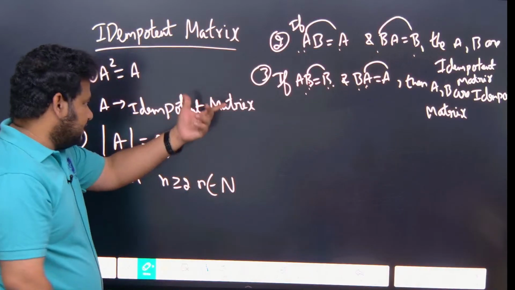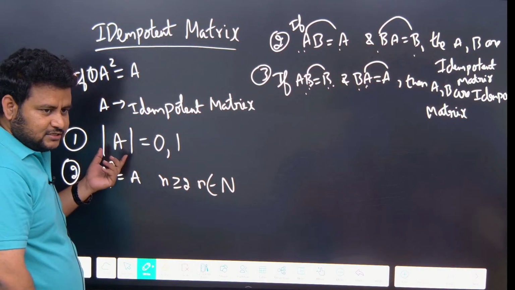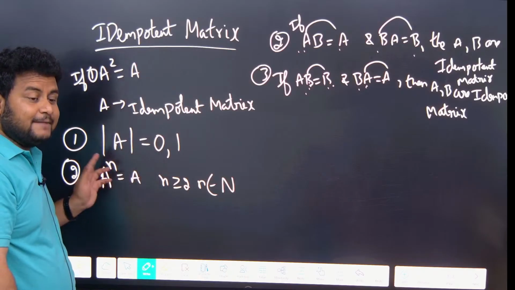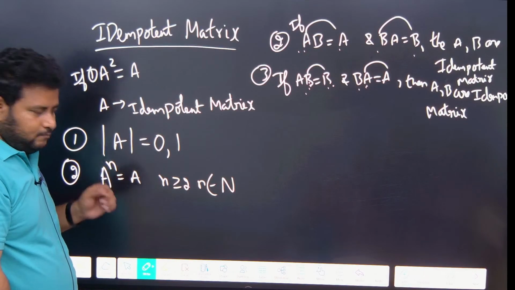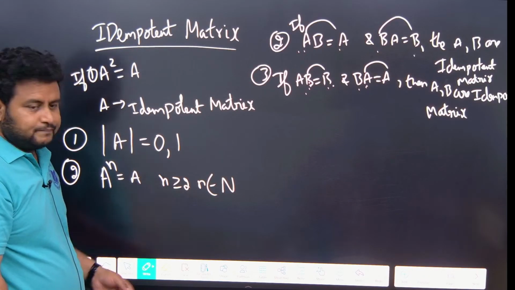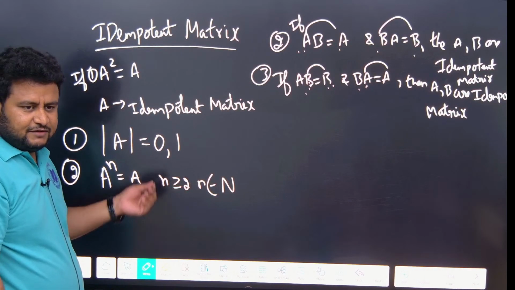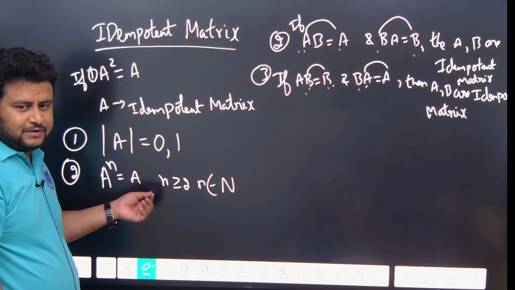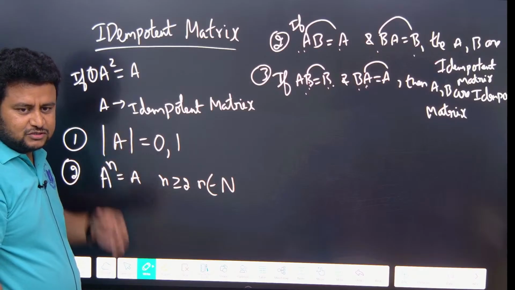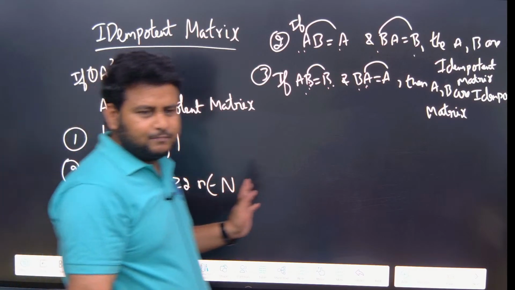Det of AB, or det of matrix A, will be equal to 0 or 1, and also A power n will be equal to A, given that n is greater than or equal to 2. So A square is equal to A, A cube will also be equal to A, A power 4 will also be equal to A, A power 5 will also be equal to A, if it is an idempotent matrix.